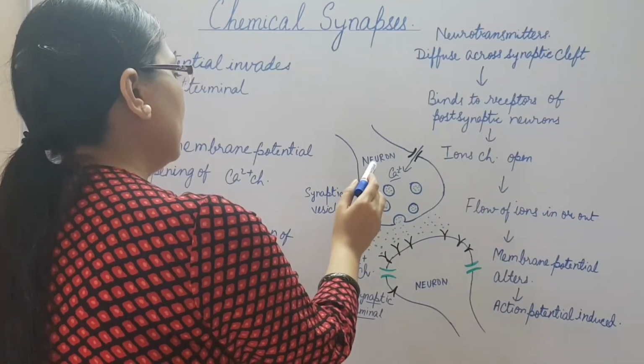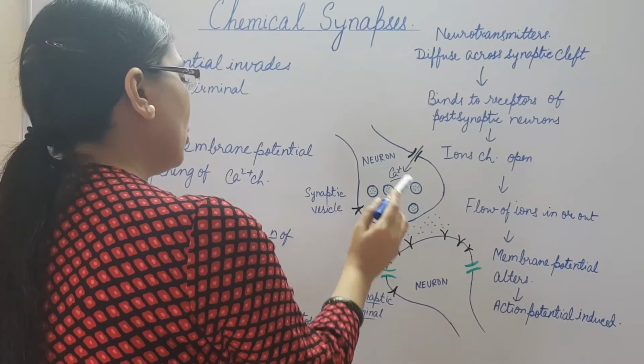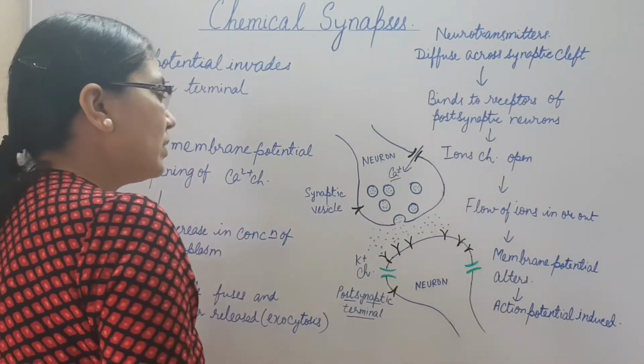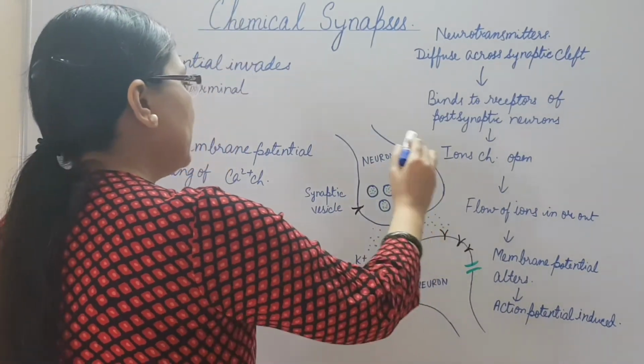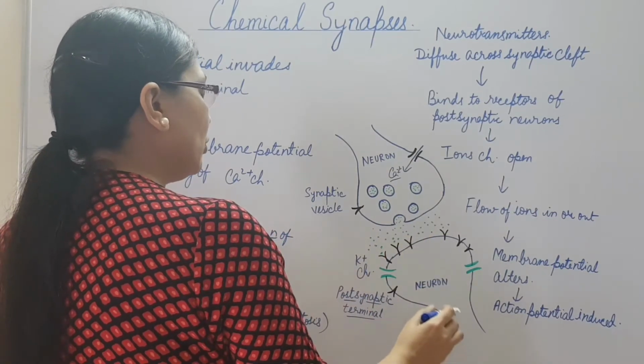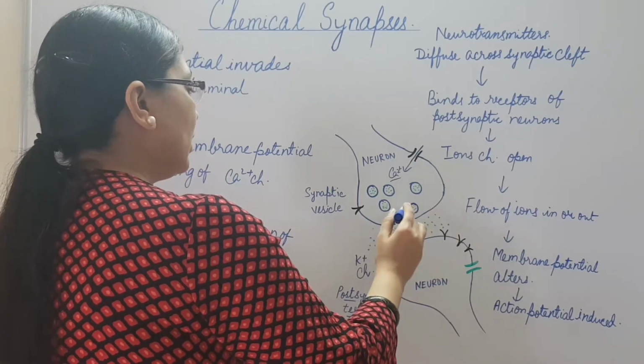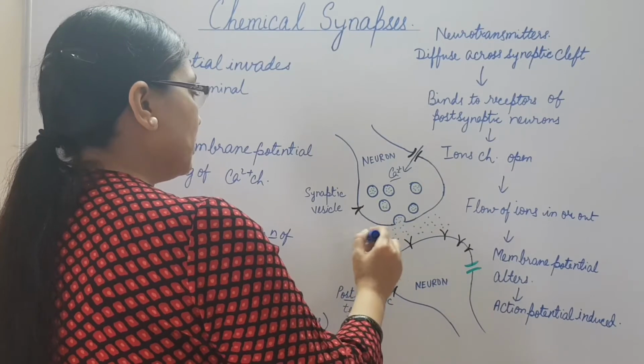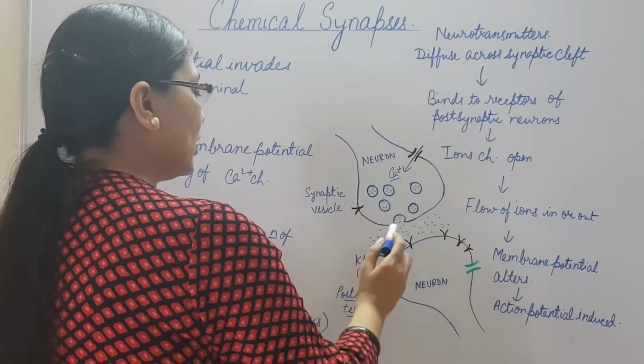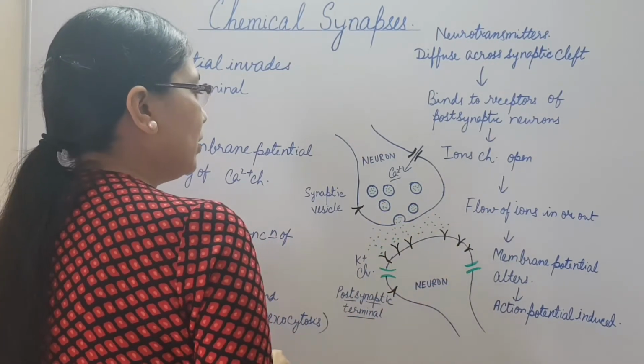Let us understand the transfer of information from one neuron to another neuron once again. This is the presynaptic neuron, this is the postsynaptic neuron. These communicate at the meeting point known as synapses. The space between the presynaptic and postsynaptic neuron is known as the synaptic cleft.